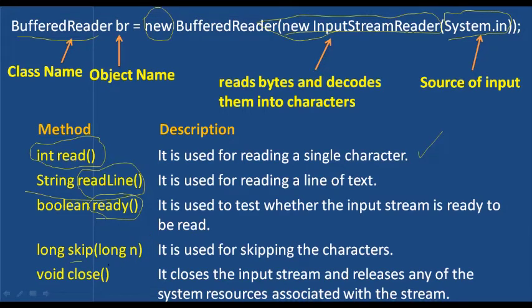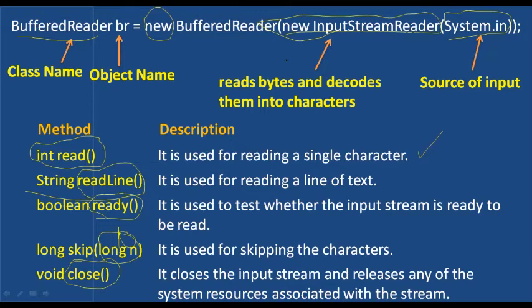The skip function takes a long value as a parameter. This n stands for how many characters you would like to skip. If you want to skip 10 characters, just give the value as 10. So it will skip n characters and then read the remaining ones. This close method is to close the buffer. Let's see how to write programs by using the BufferedReader class.